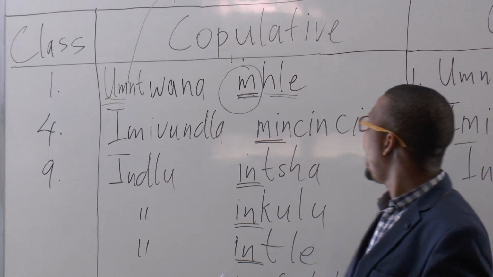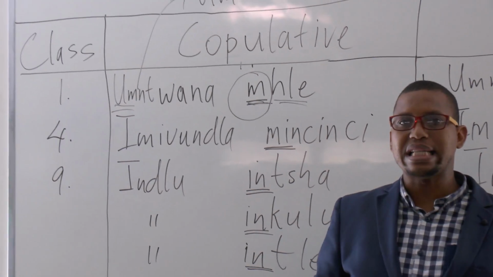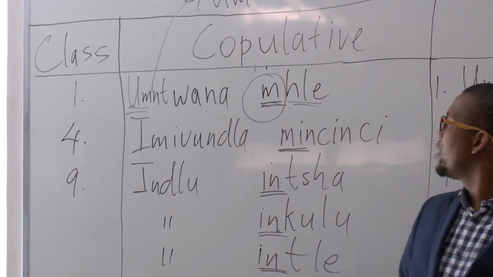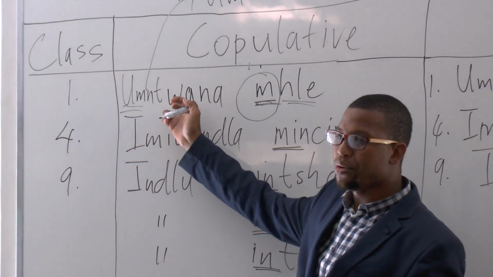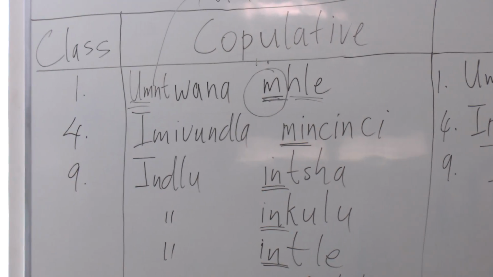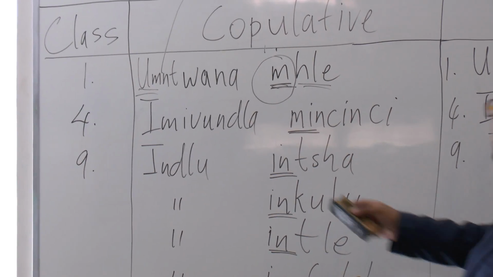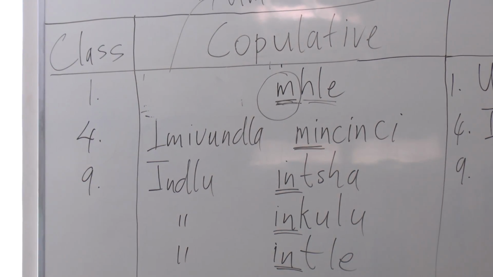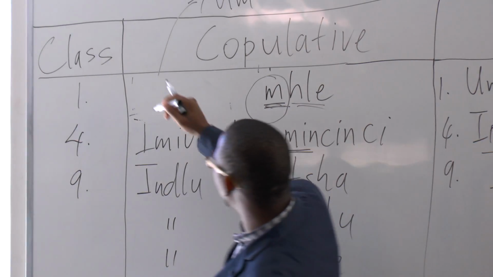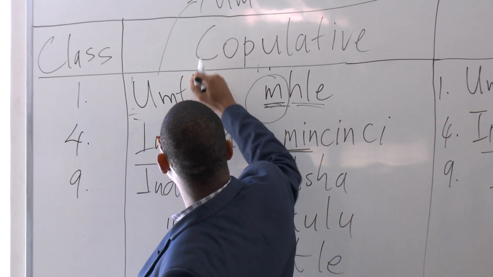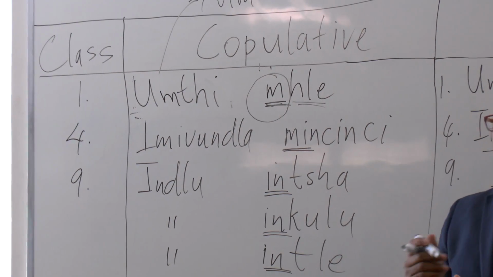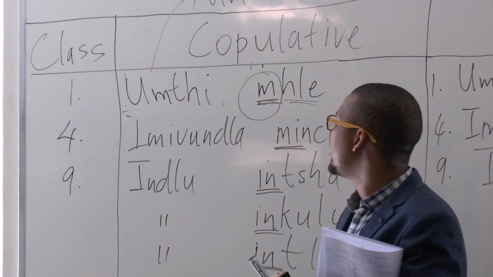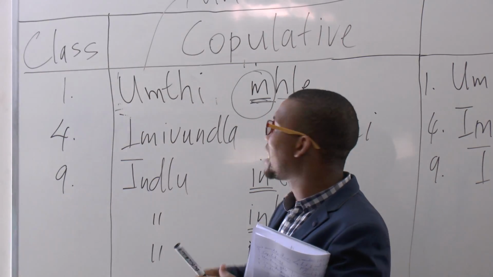Okay, let's get another example which is similar to class 1, which is class 3. For class 3 we could do umti, a tree. Let's remove umntwana. Let's do umti. Then what we want to say is the tree is beautiful. This is class 3.